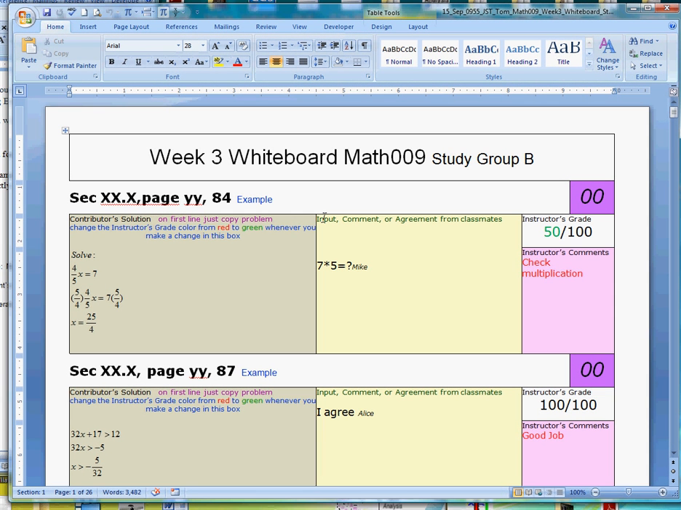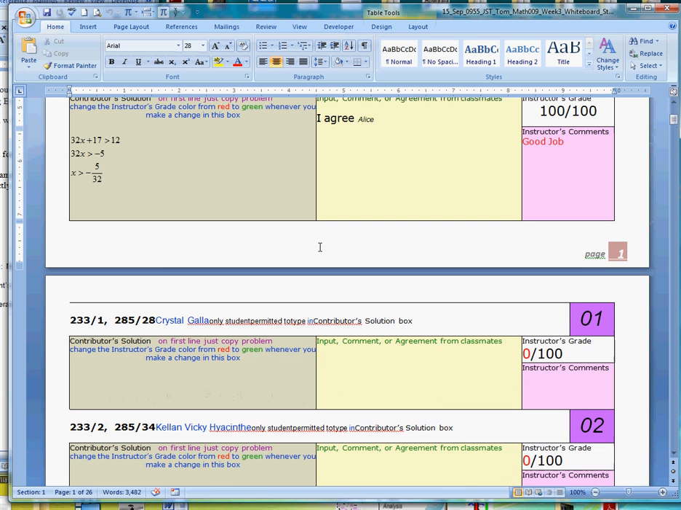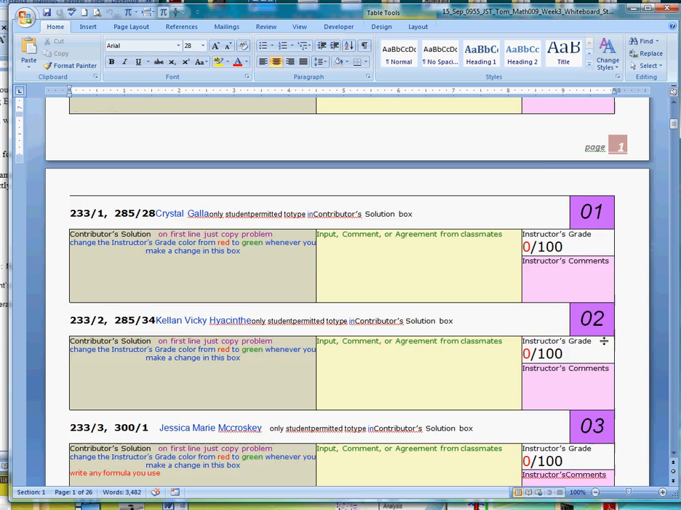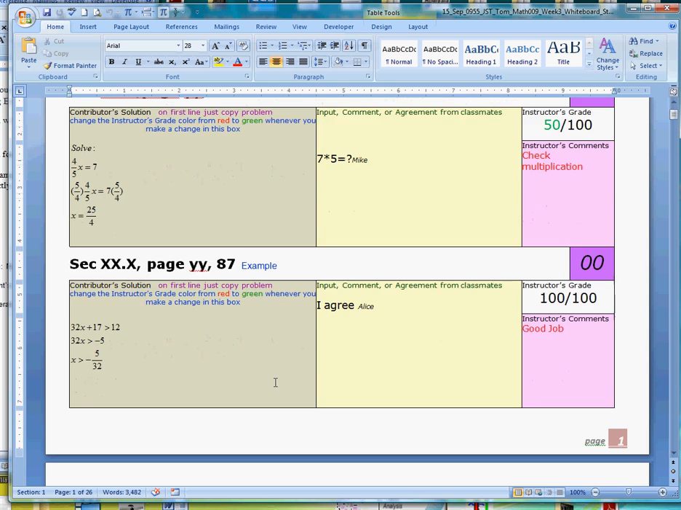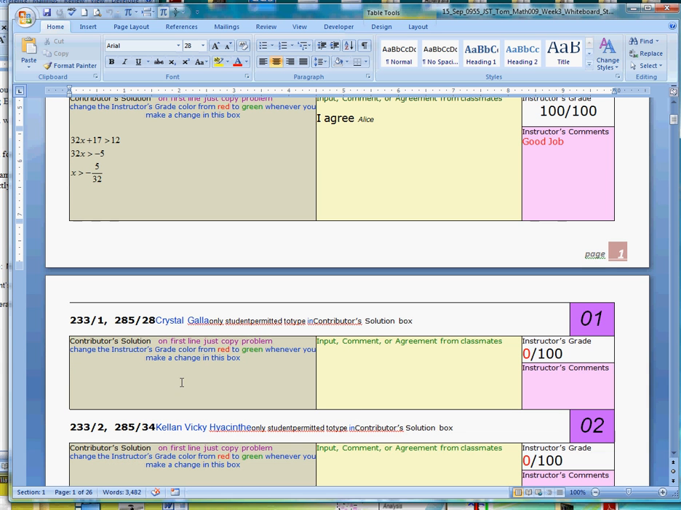As we look at this whiteboard, we notice that it's broken into several areas. First, as we scroll up to down, we see that there are different item numbers, like 1, 2, 3, 4. Each item will have one or more particular problems assigned to it. For example, on this item number 1, we have page 233, number 1, followed by page 285, number 28. This item will be assigned to only one study group member, in this case, Crystal.